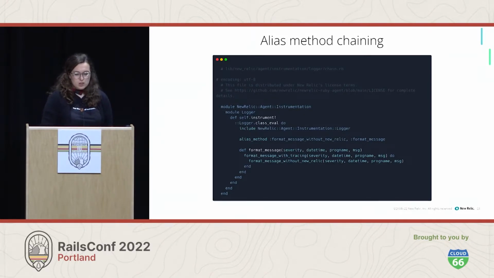I like to think of alias method chaining as going undercover as an agent, or maybe like body snatching. You tell Ruby, hey, you know this method you know about already? We're actually going to give it a different identity. You'll call it by a different name instead, and it'll have slightly different behavior, but on the inside, it is still the same method. It's still the same identity overall. So here we are taking the original logger class's method, format message, and re-aliasing it as format message without New Relic, and then taking our format message with tracing, which is the one that has our instrumentation in it, and wrapping it around the original method.